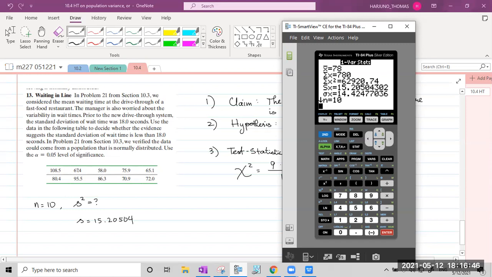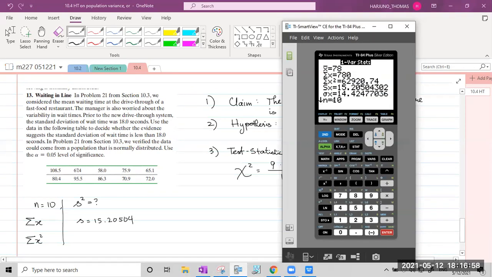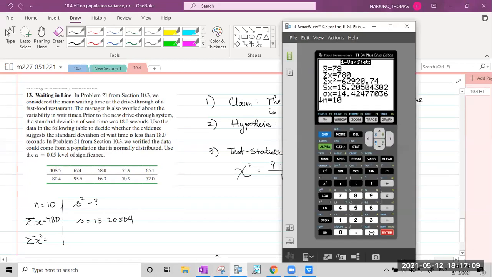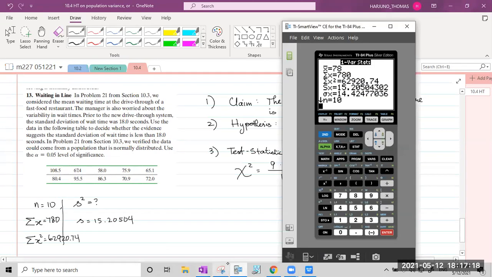Yeah, for you to do it manually, you need to first find the sum of x and the sum of x squared, which you can find once you plug the data in. You can see here the sum of x is 780, and the sum of x squared is 62920.74. Is it right? Uh-huh.